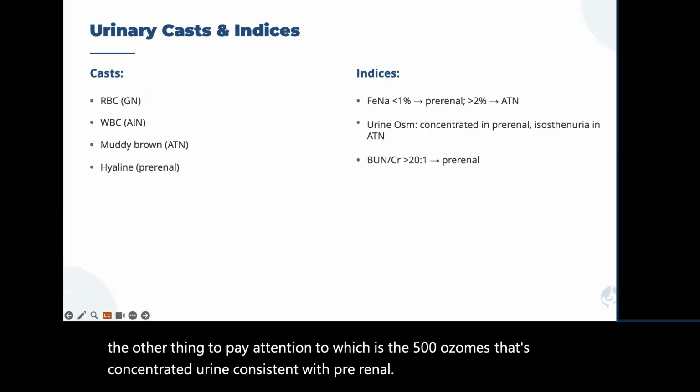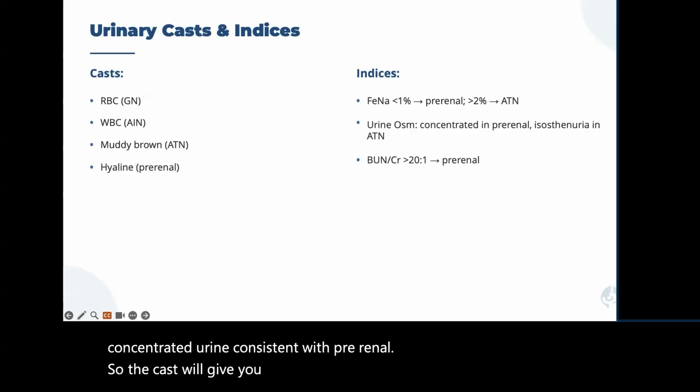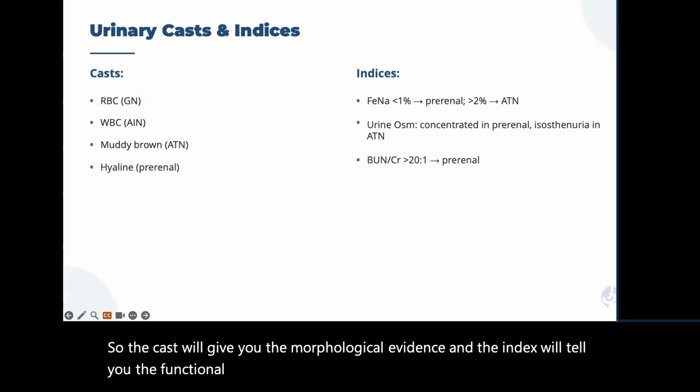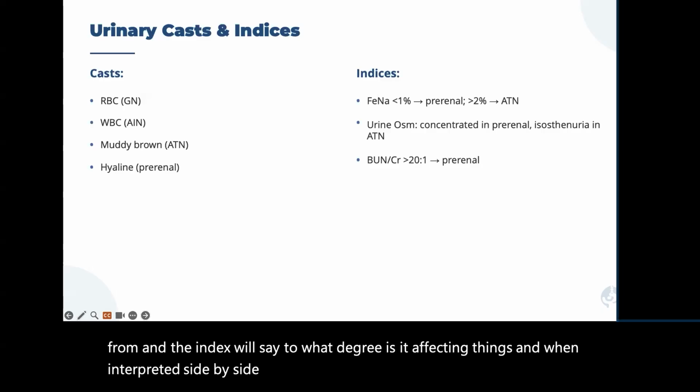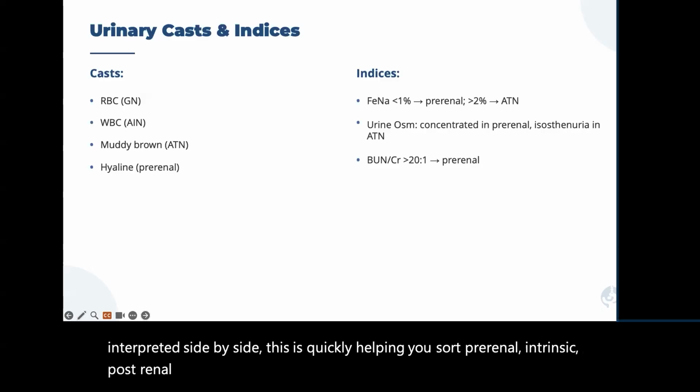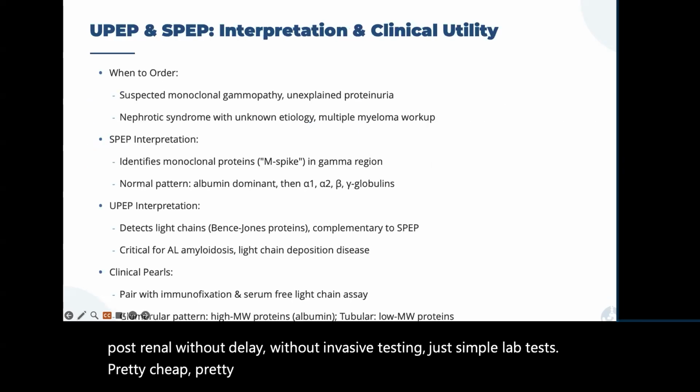So the cast will give you the morphological evidence, and the index will tell you the functional physiology. Okay, so the cast will say, where is it coming from? And the index will say, to what degree is it affecting things? And when interpreted side by side, this is quickly helping you sort prerenal, intrinsic, postrenal without delay, without invasive testing. Just simple lab tests, pretty cheap, pretty accessible.